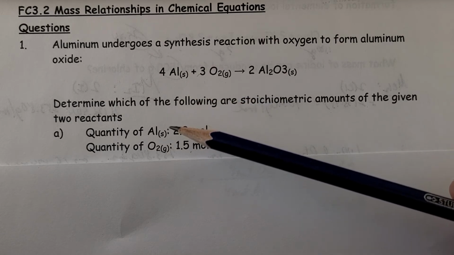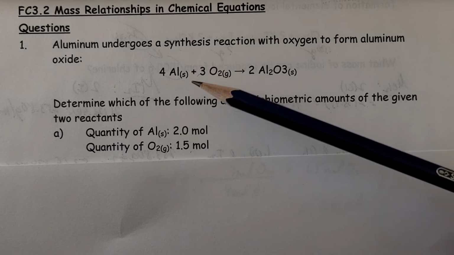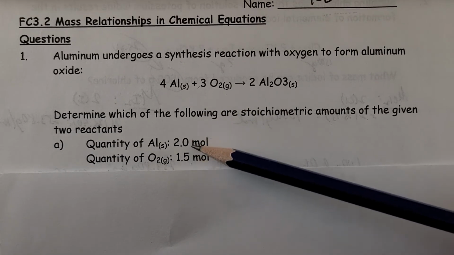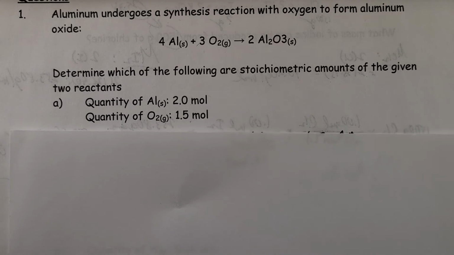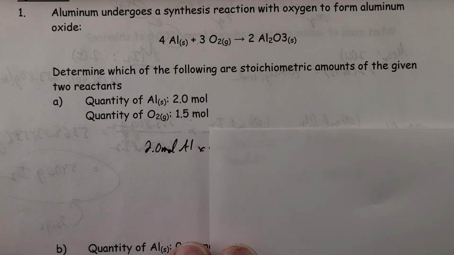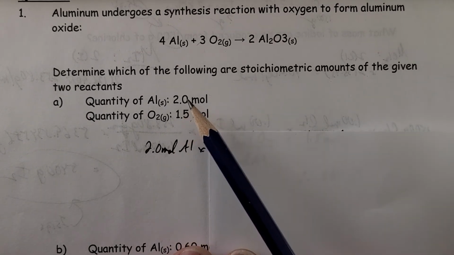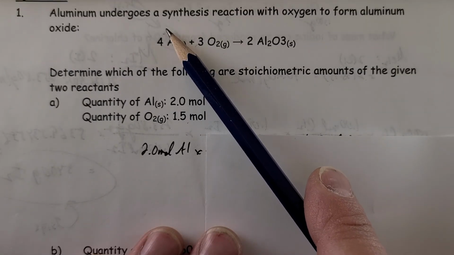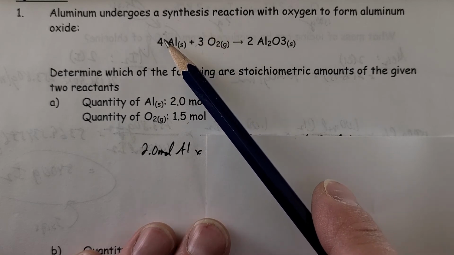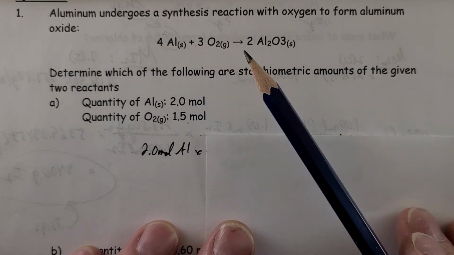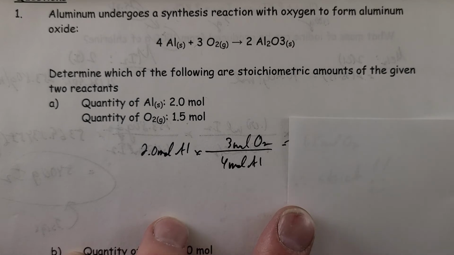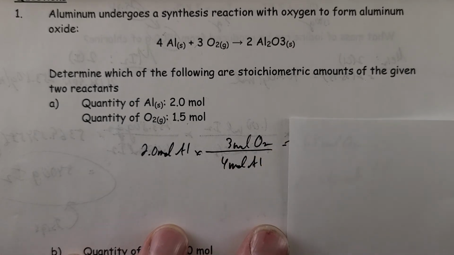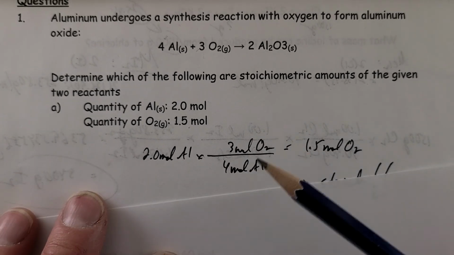Now, it's kind of difficult to see because it's a difficult ratio to deal with, but we can still work it. The key thing here is to pick either one of these. I chose to pick aluminum. If I'm going to try to use up all the aluminum, how much oxygen would I need? I have 2 moles of aluminum, and according to this, 4 moles requires 3 moles. So 2 times 3 divided by 4, I get 1.5 moles.